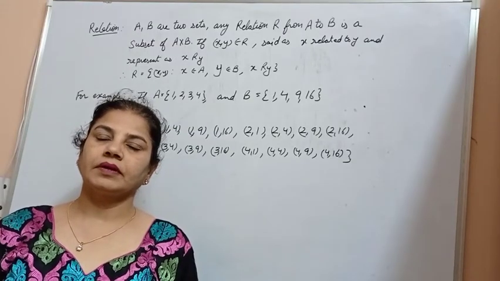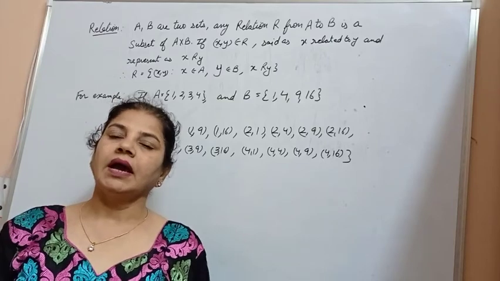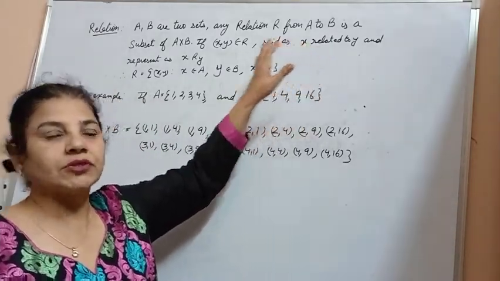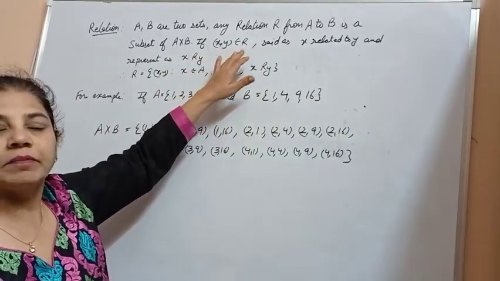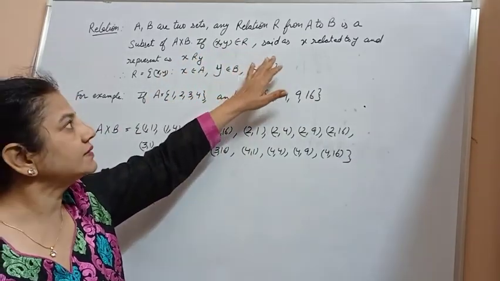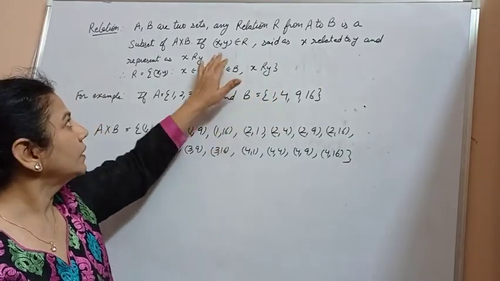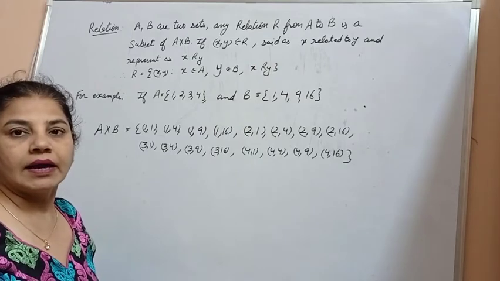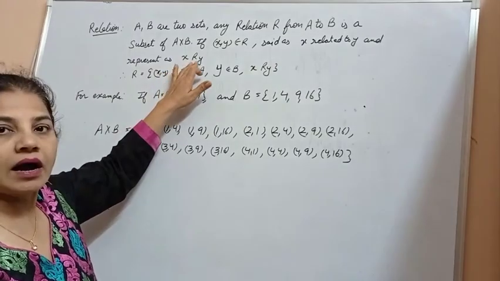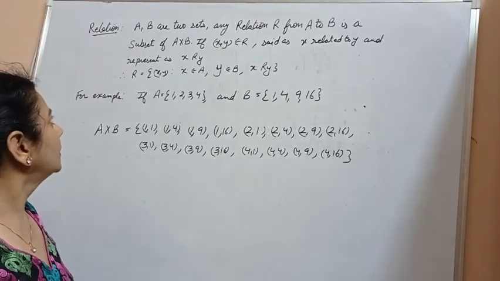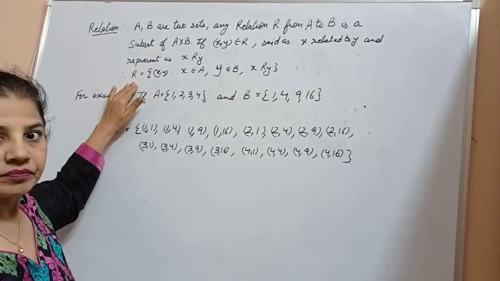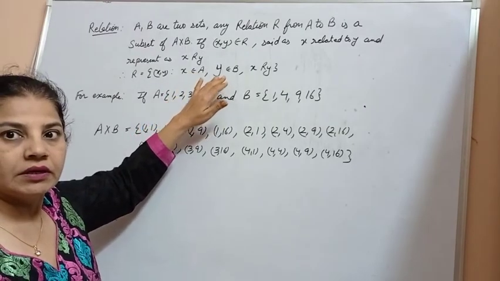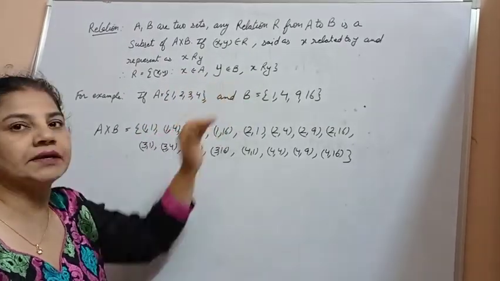Relation. A and B are two sets. Any relation R from A to B is a subset of A cross B. If (x, y) belongs to R, it is said as x is related to y, and represented as x R y. R is a set of (x, y) such that x belongs to A, y belongs to B, and we read it as x is related to y.